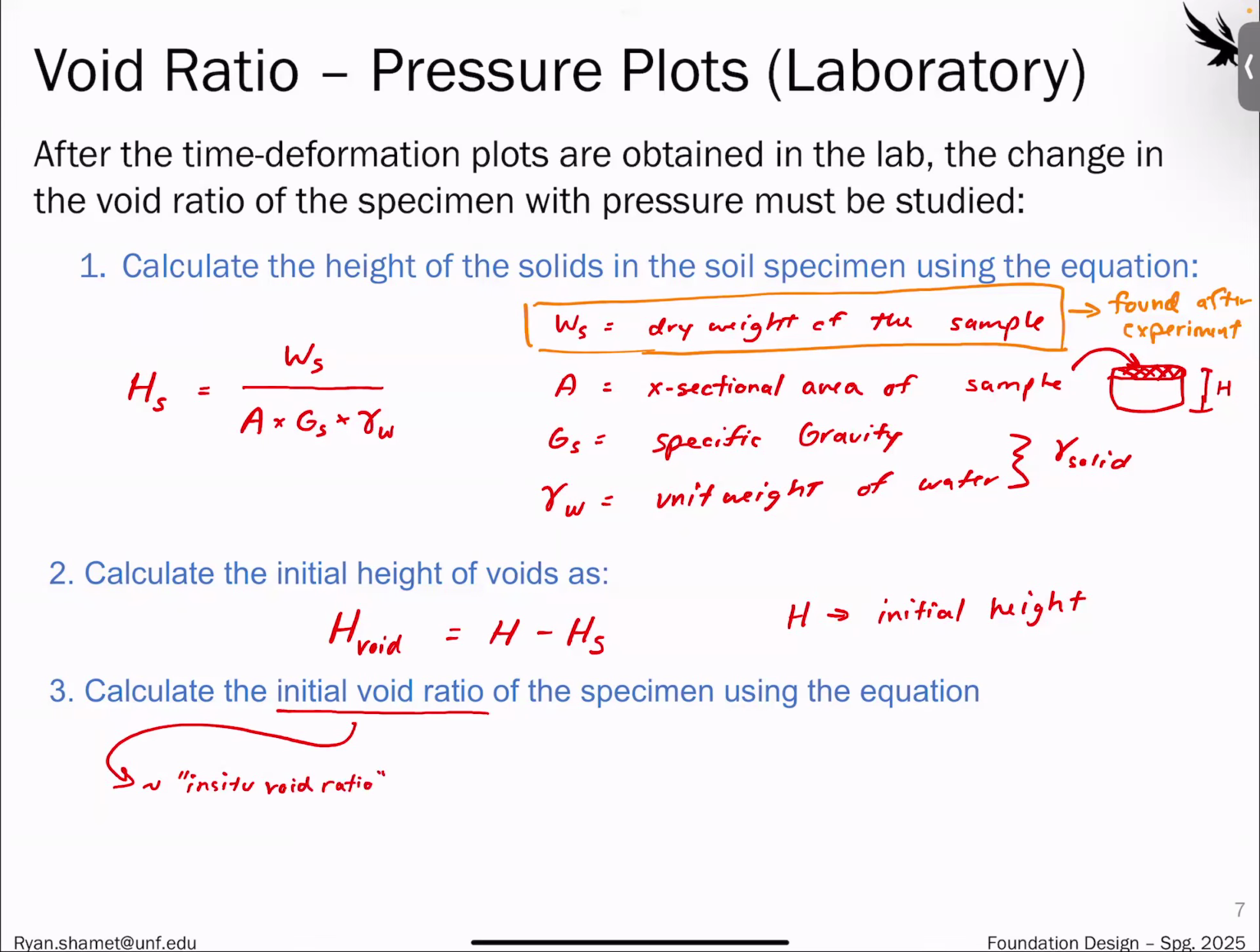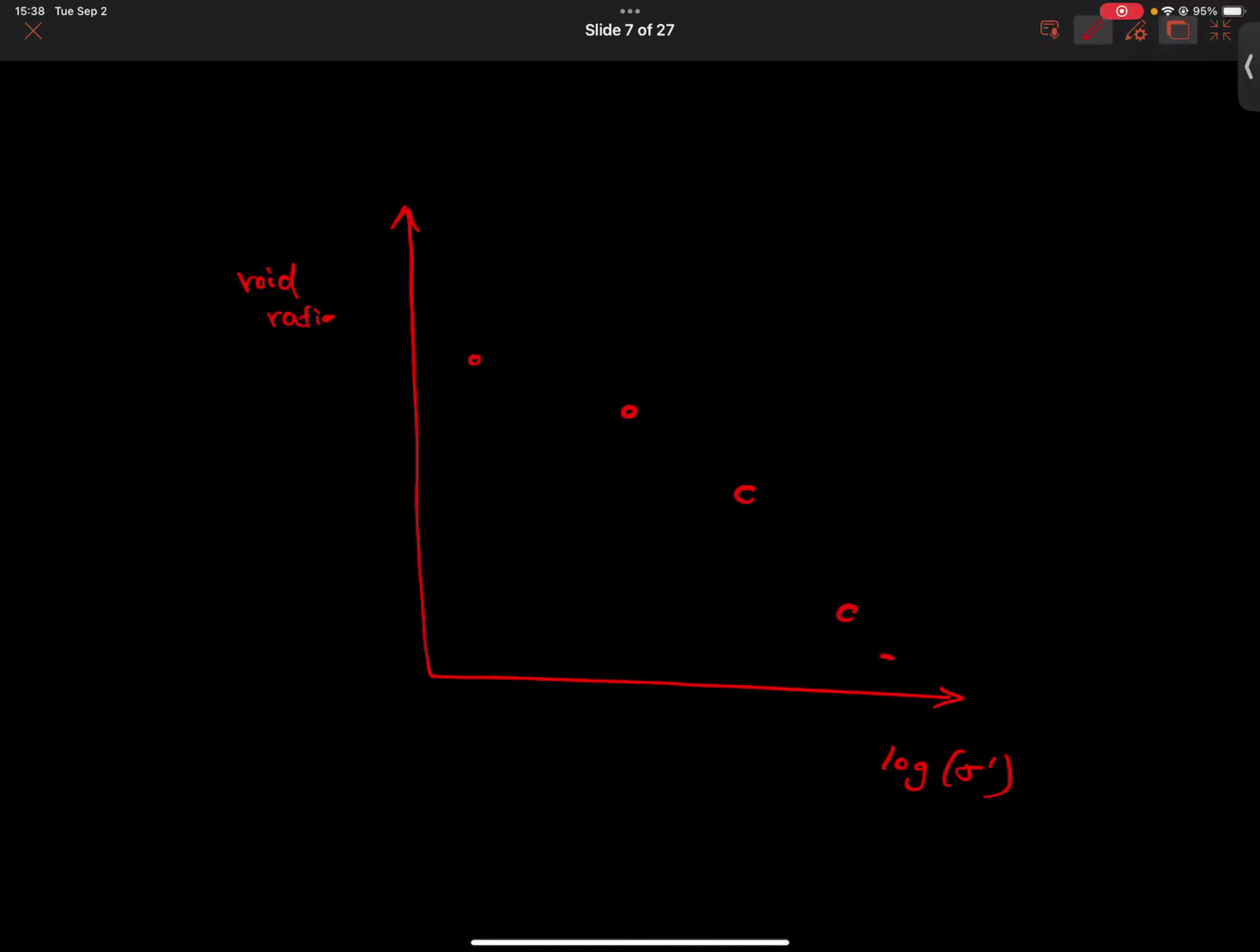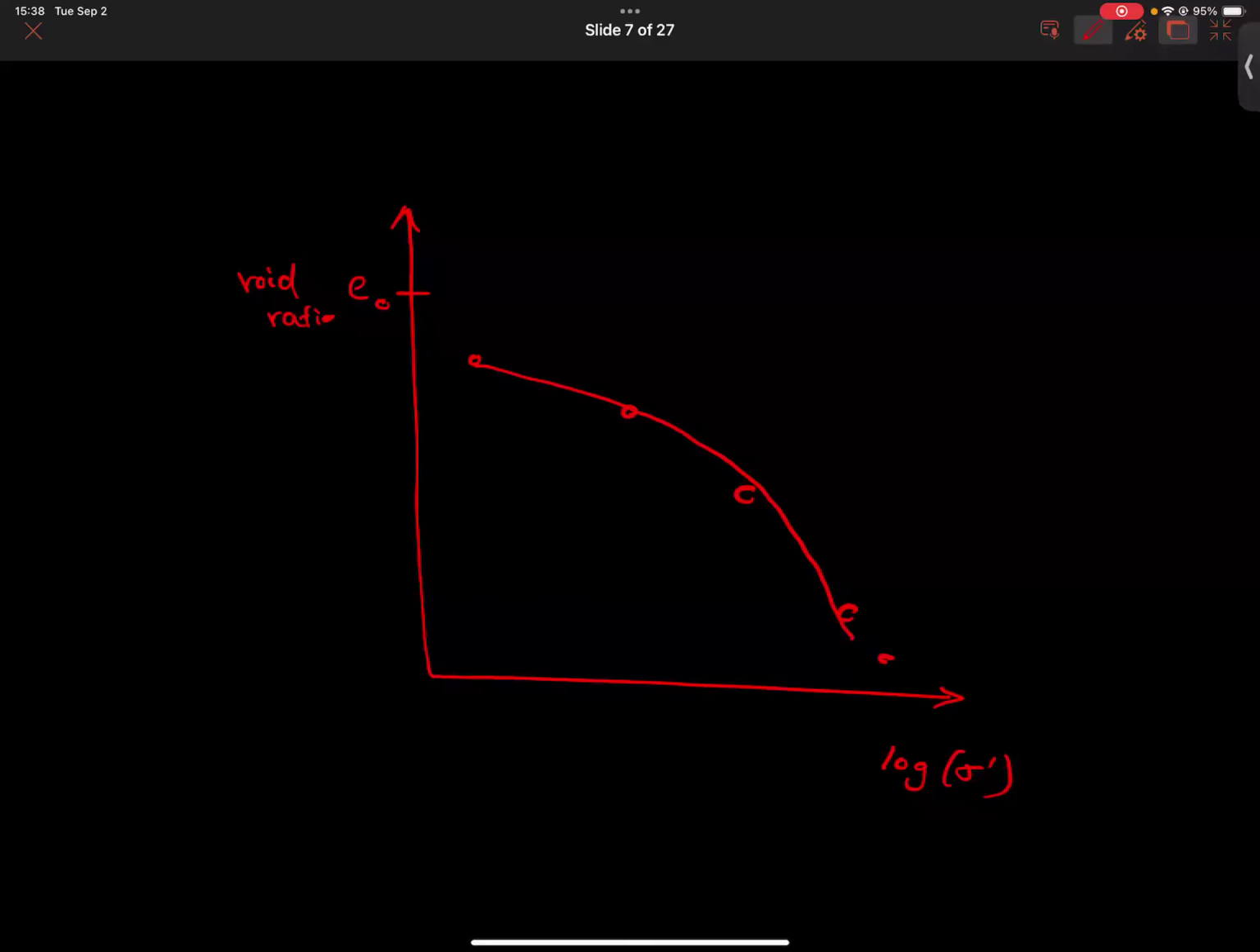So this is the void ratio before we start any loading or any pressure being applied. If we go back to the plot here, where we have our void ratio versus the log of the pressure, and whenever we have data that looks like this, our initial void ratio is technically going to be up here. It's not going to be shown on the plot.